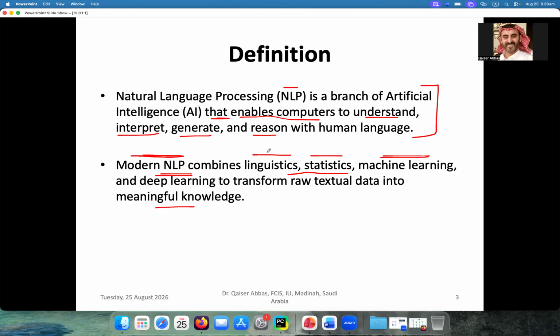Normally, the models that you build using these approaches will take simple raw text and then it will be converted or translated or transformed into the form which you want. And that is called meaningful knowledge here. These are general words, but the general meaning is you can convert your input into output. If you are not understanding, then you can say input to output.